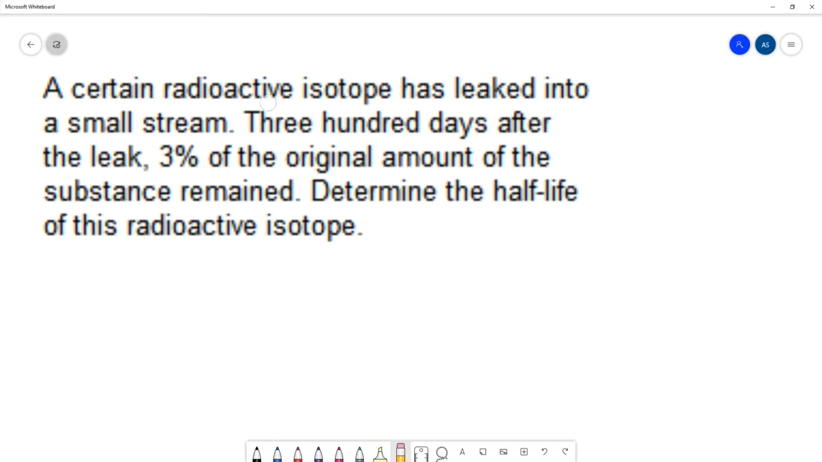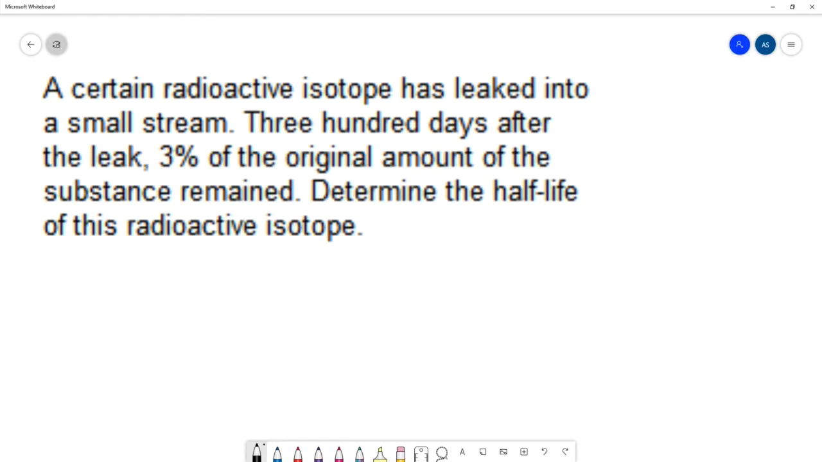A certain radioactive isotope has leaked into a small stream. 300 days after the leak, 3% of the original substance remained. Determine the half-life of this radioactive isotope. So this example is referring to a decaying factor using exponential decay.